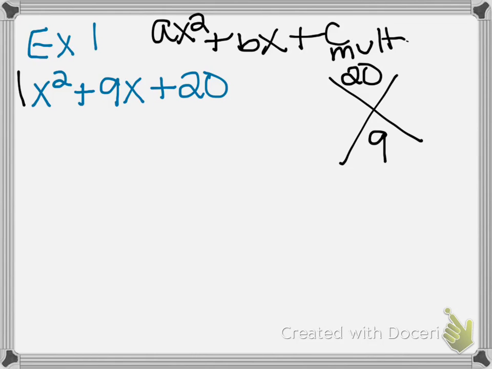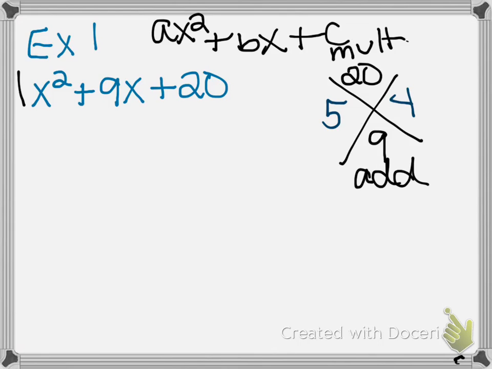Okay, so I want to think of two numbers that are going to multiply to give me 20 and add to give me 9. If you think of your factors of 20, so numbers that multiply to give you 20, we have 1 and 20, 2 and 10. 1 plus 20 is not going to give us 9, 2 plus 10, that's not going to give us 9. Some other factors of 20 would be 5 and 4.